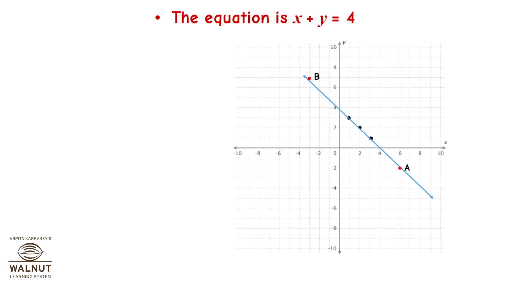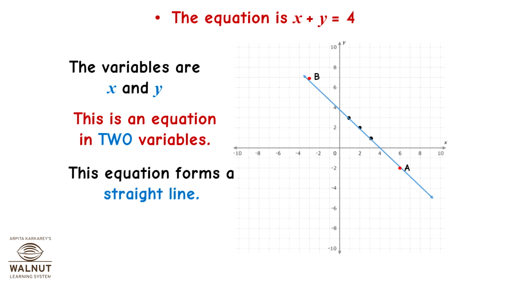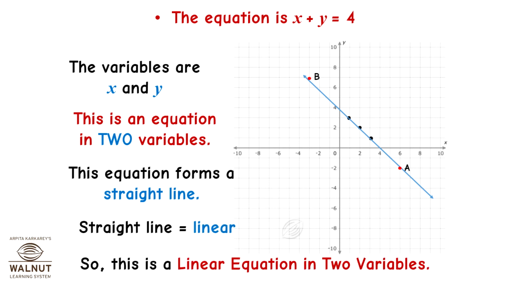The equation is x plus y is equal to 4. The variables are x and y. This is an equation in two variables. This equation forms a straight line. Straight line is equal to linear. So, this is a linear equation in two variables.